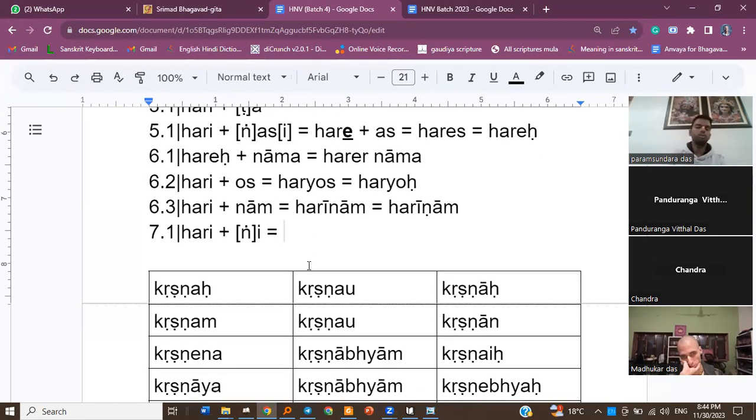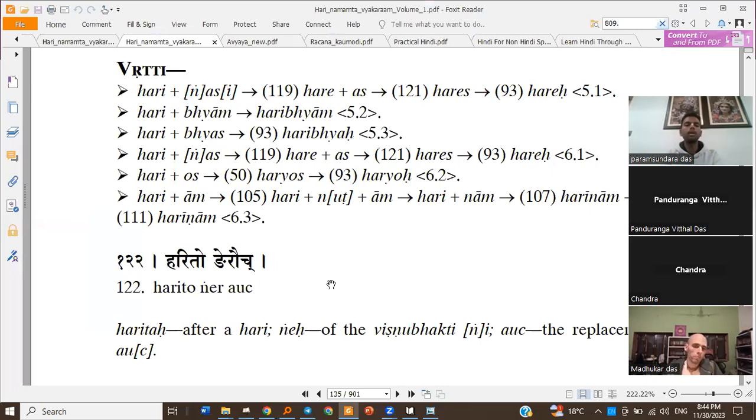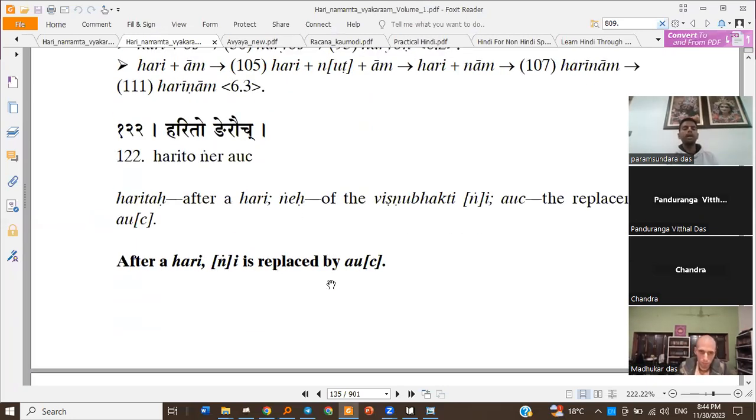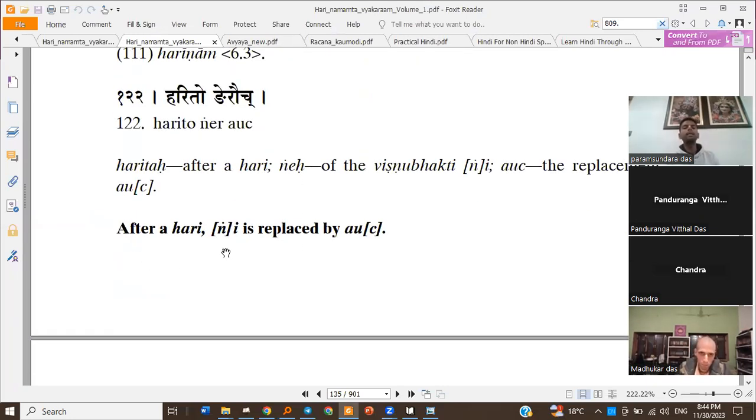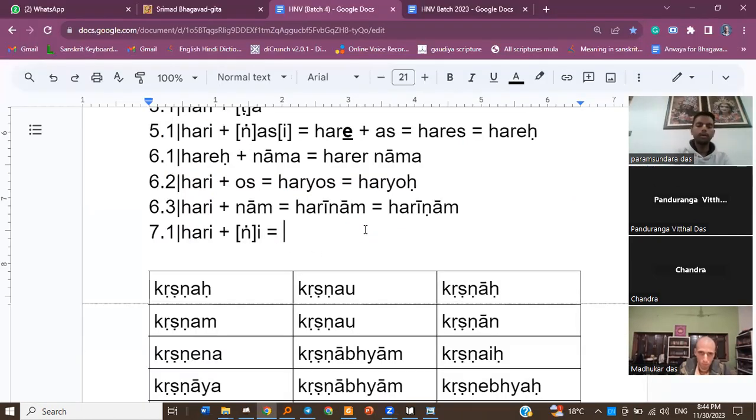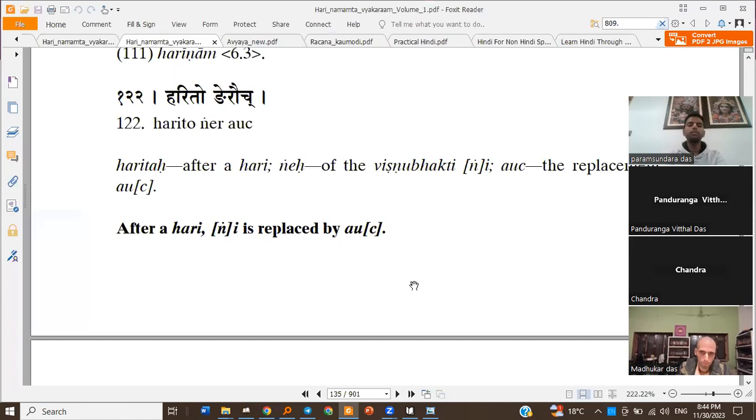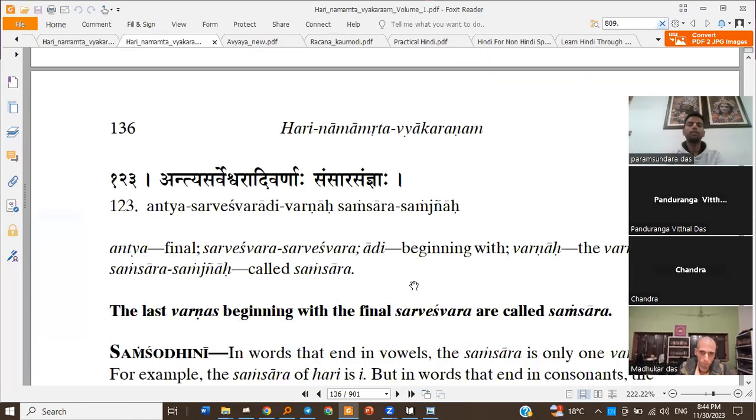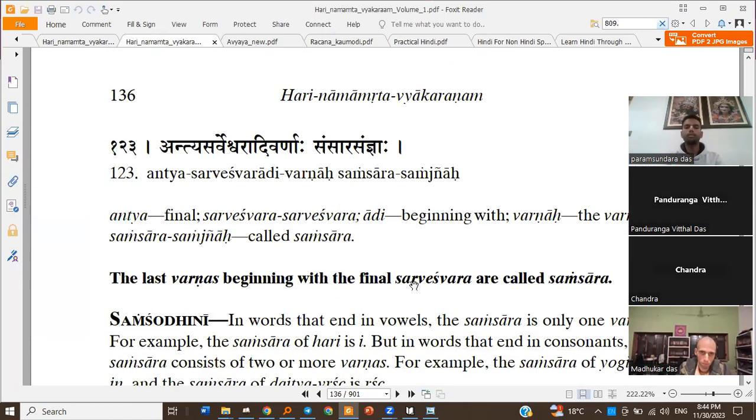7.1. So we have a sutra here. Harito ne rauch. After a Hari Shabda, Ni is replaced by ouch. So Ni is replaced with this ouch. Then, okay, one more Sangya Sutra. Antya Sarveshwar Adi Varnaha Sansara Sangya.